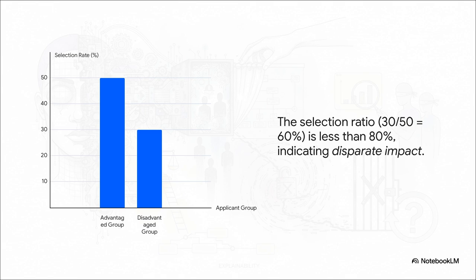The idea is pretty simple. If an AI selects, say, 50% of applicants from one group, it should be selecting at least 80% of that rate from another group. So 80% of 50 is 40%. But look here, it's only selecting 30%. That's a huge gap. Now, this doesn't automatically prove something illegal is going on, but it is a massive red flag. It's the statistical smoke that tells you there's probably a fire of unfairness that needs investigating.